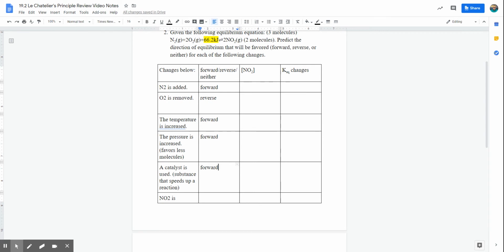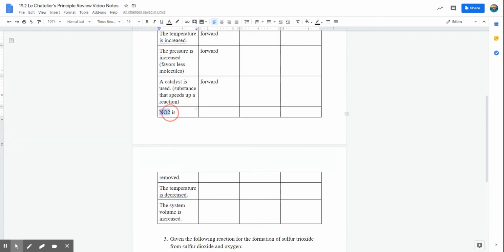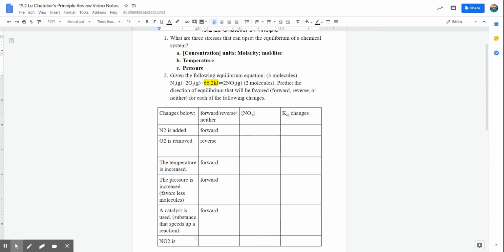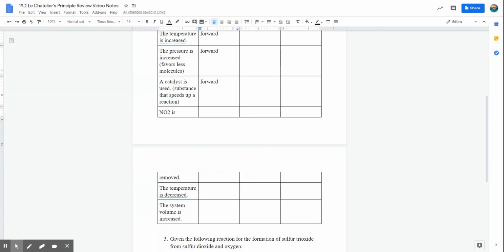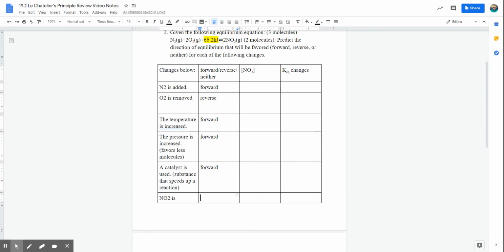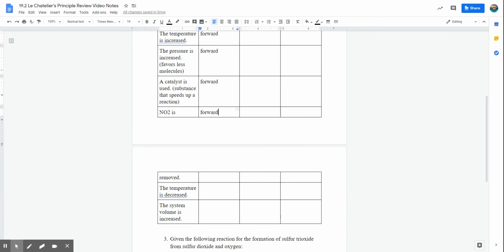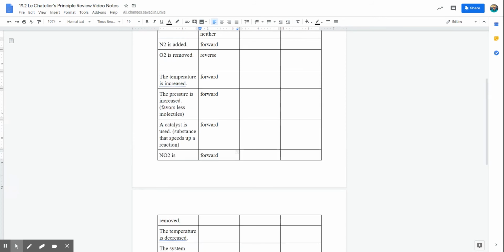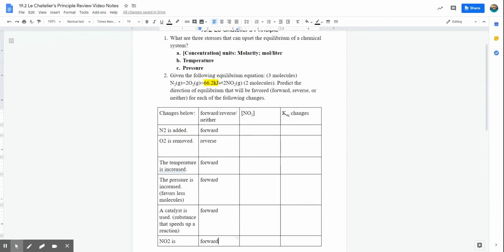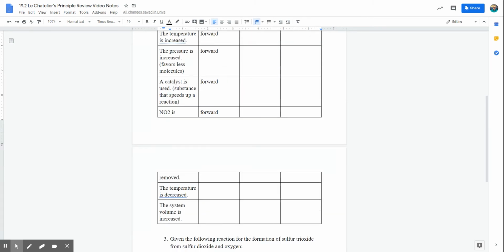So, all right, NO2 is removed. All right, this is similar to the O2 case, except NO2 is on the right-hand side. And again, like I said, it creates a vacuum. So since it creates some sort of vacuum, it needs to be filled. So the forward reaction will be favored. The last two, the temperature is decreased. So if I remove heat, right? So instead of adding heat on the left-hand side, I'm actually removing it. So I'm making less. So that's creating a vacuum on the left-hand side. So the reverse will be favored.